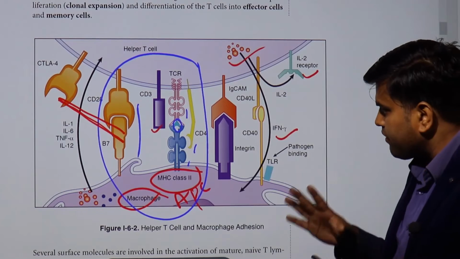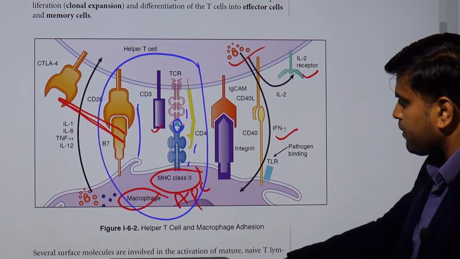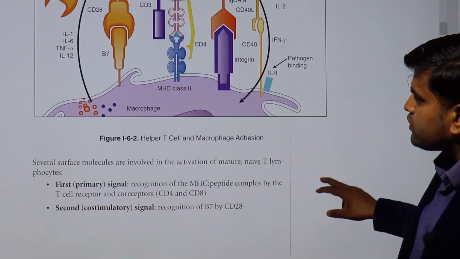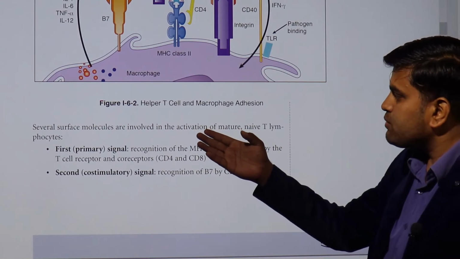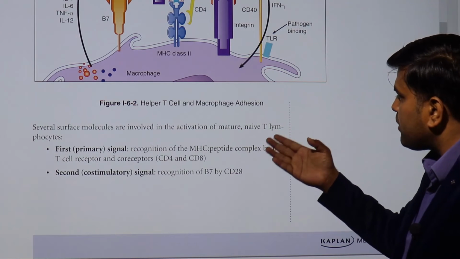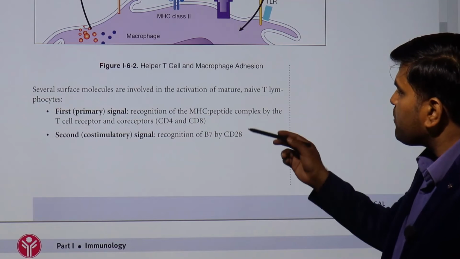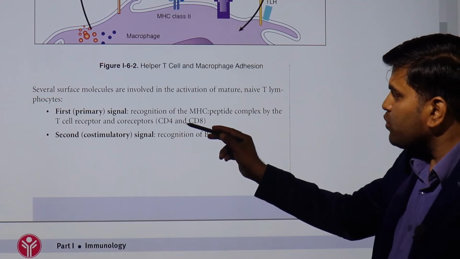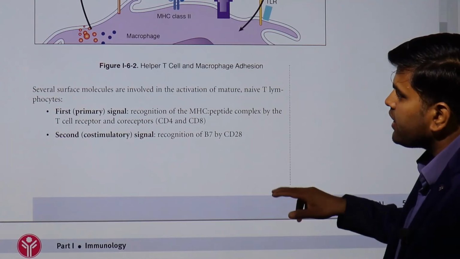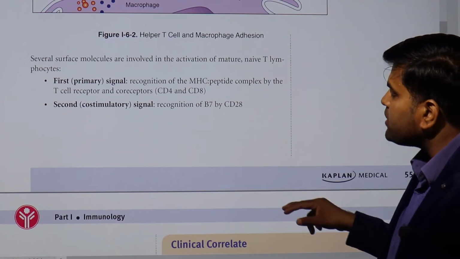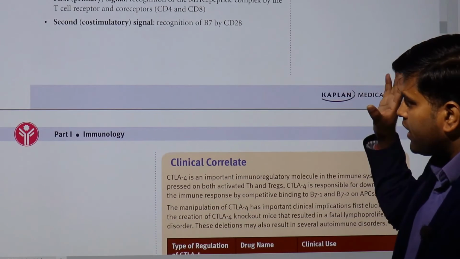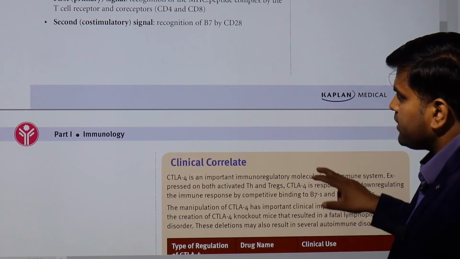So you have to understand this very clearly. Okay, we can move forward. Several surface molecules are involved in the activation of the mature naive T lymphocyte. The first signal is recognition of the MHC peptide complex by the T cell receptor, or say co-receptors CD4 and CD8. The second, co-stimulatory signal is B7 and CD28. These two are required. Okay.